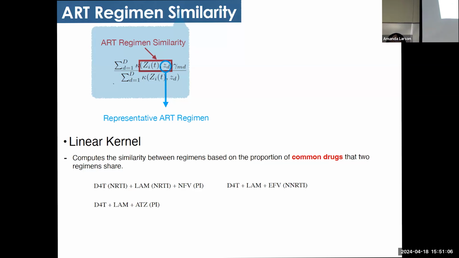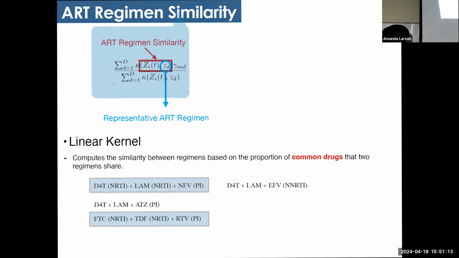However, it has drawbacks. The drawback is that it doesn't take into account the clinical information of these drugs. For example, if we have these two drug regimens, they both have 2 NRTI drugs and 1 PI drug, but they have totally different drugs. With the linear kernel, their similarity would be 0 because they don't share any drug. However, they share some information, right? Both of them have 2 NRTI drugs and 1 PI drug.